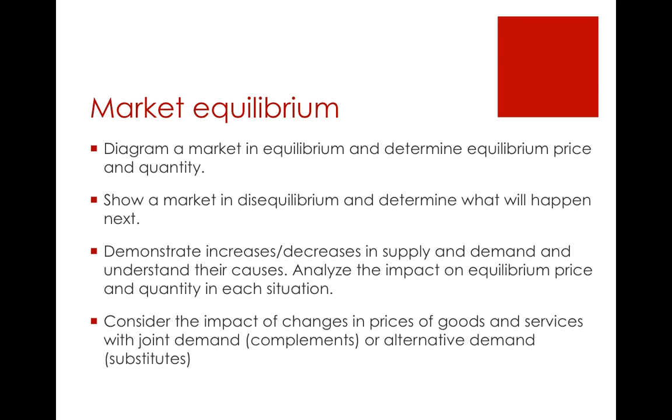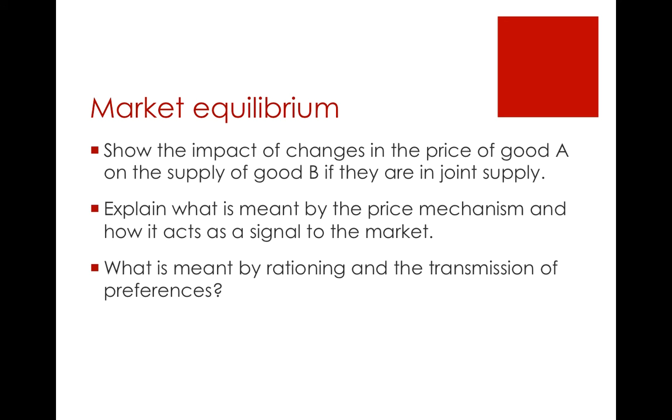You might be given a diagram where there's a change already, and they'll ask you what could have caused this, and then you have some options to choose. Be clear on understanding what joint demand or alternative demand means. Joint demand is simply complementary goods, and alternative demand is substitute goods. Also, make sure you know the effect of a change in the price of good A on the supply of good B if they're in joint supply.